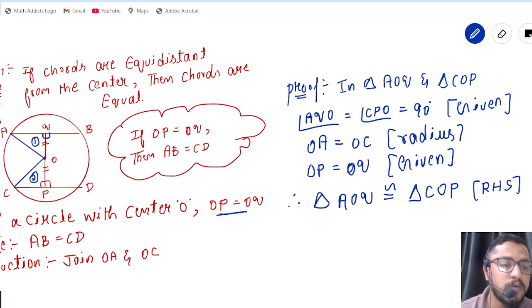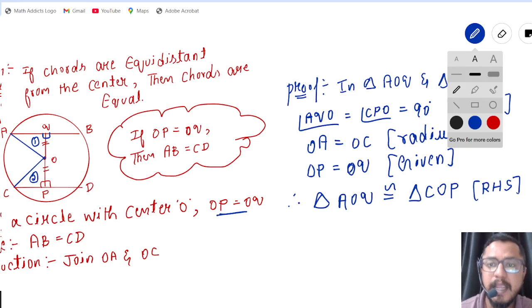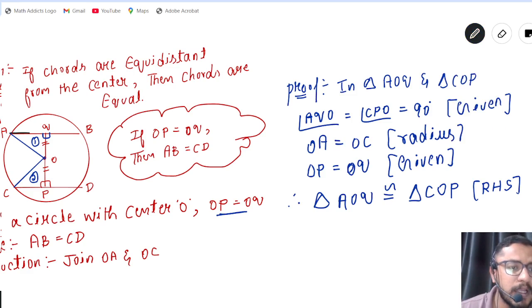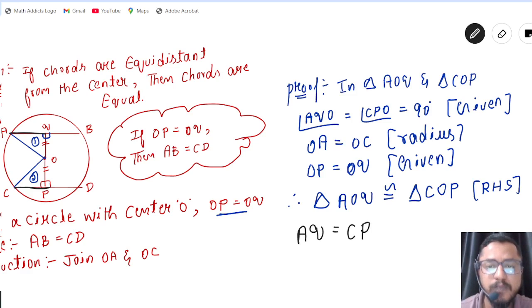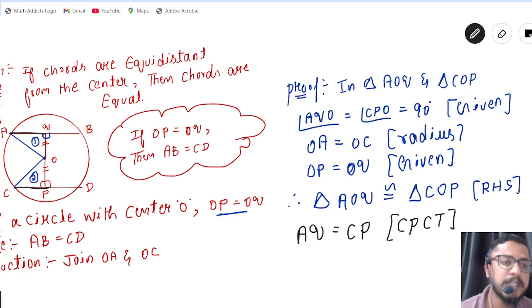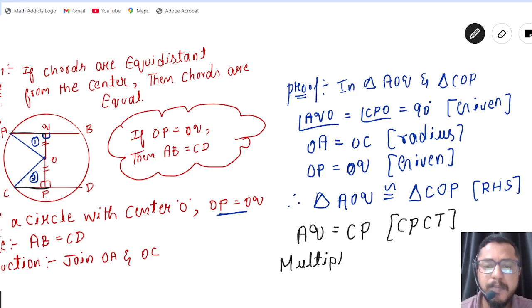Once you prove the congruency, what will be your CPCT? Pay attention here. AQ is equal to CP will be your CPCT, corresponding parts of congruent triangles. Now pay attention. From AQ, if you want to get AB, what do you have to do? You have to multiply by 2 on both sides.